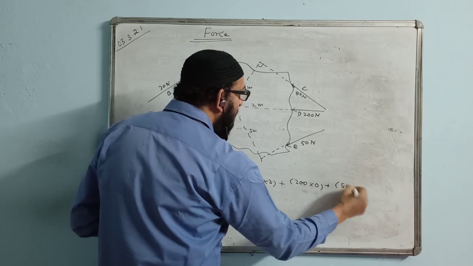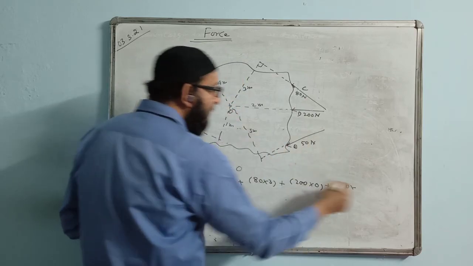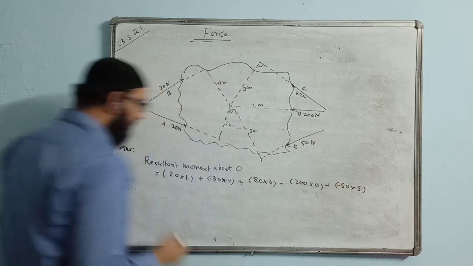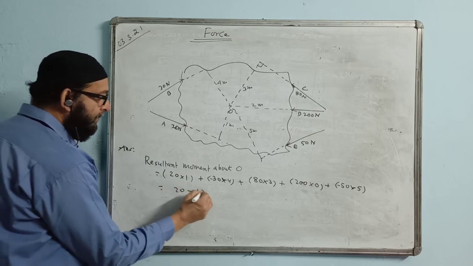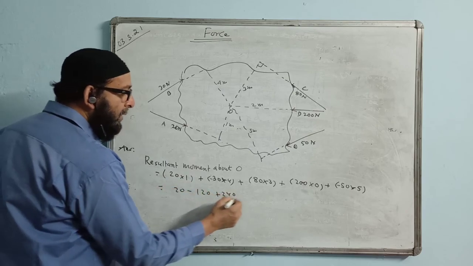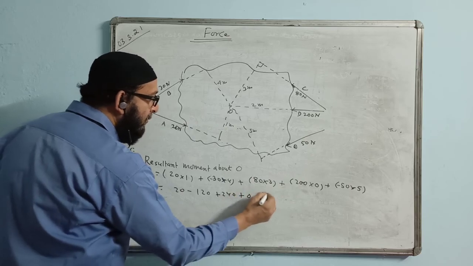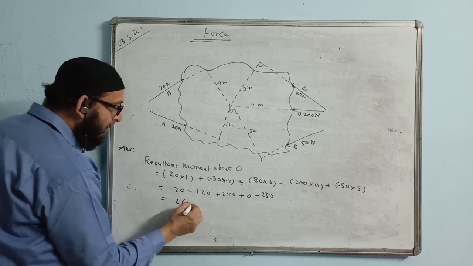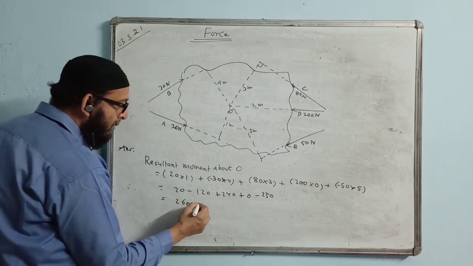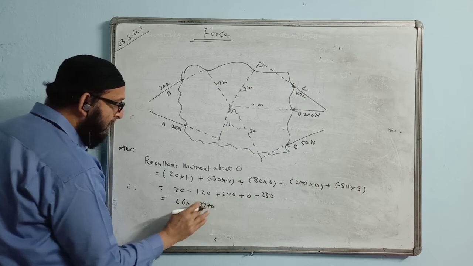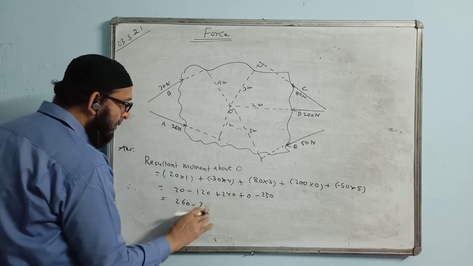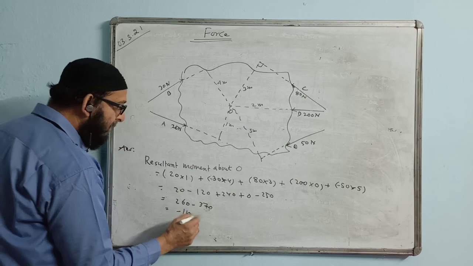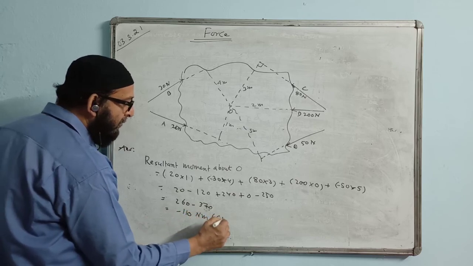Plus 50 into this distance 5. You must take perpendicular distance, and this will turn clockwise, so minus sign. Now get the answer. This is 20, 240, this is 0, this is 250. Add the plus ones first, this becomes 260, this is coming 370. Subtracting it, minus 110. Minus means clockwise. Answer.